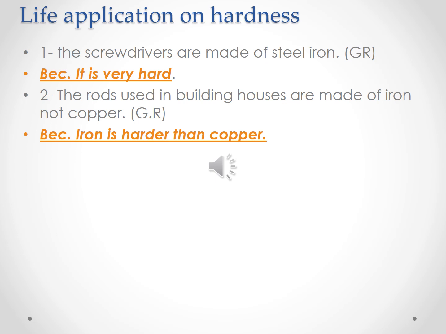And we have some live applications on hardness. The first one, the screwdrivers are made of steel iron. Why? Because it's very hard. And the second one, the rods used in building concrete houses are made of iron, not copper. Why? Because the hardness of iron is more than the hardness of copper, or you can say because iron is harder than copper.